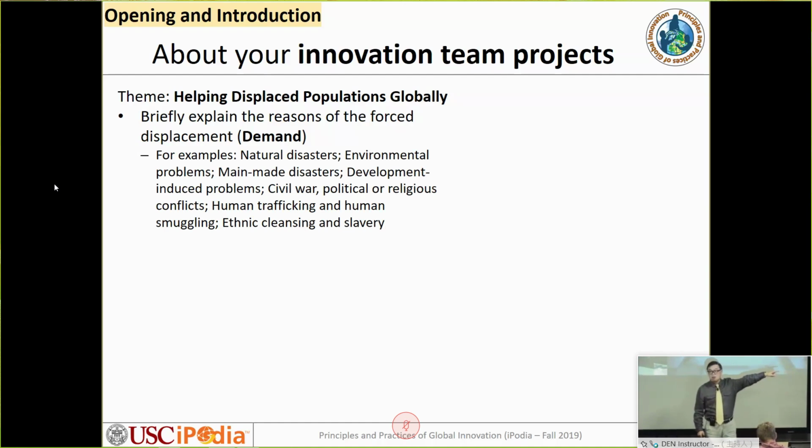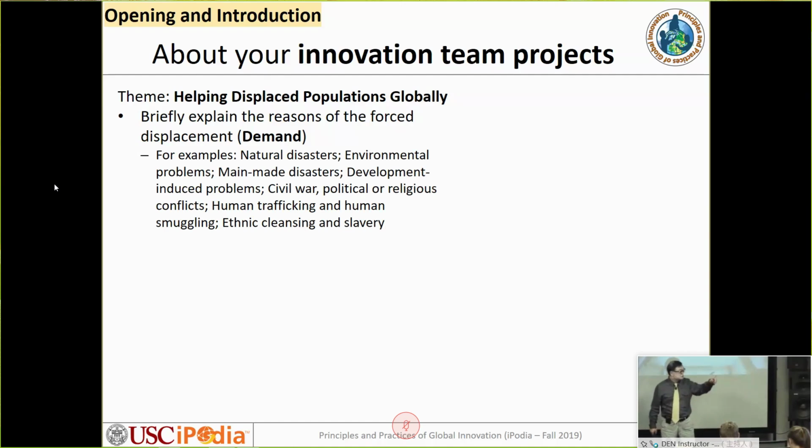And certainly people are forced to leave home because of civil war, political or religious conflict, that's obvious. And we also have cases about human trafficking and human smuggling, and all the way to ethnic cleansing and slavery.